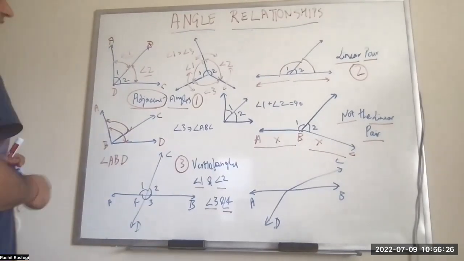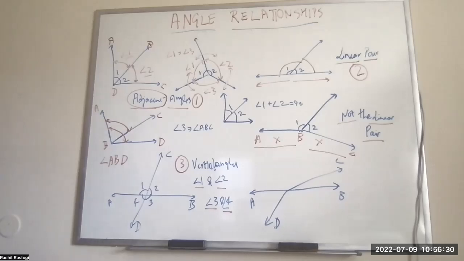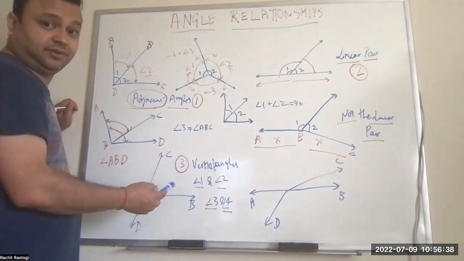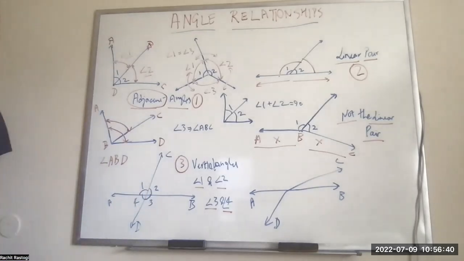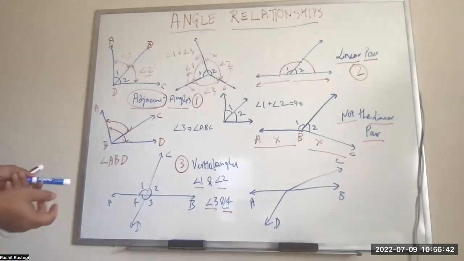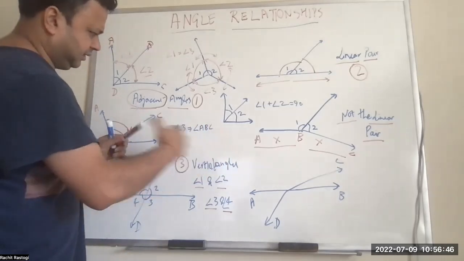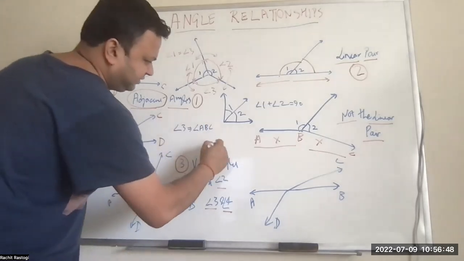The other concept that we have is vertical angles. So what do I mean by vertical angles? The third concept that we're gonna speak about is the vertical angles. So what is that? The vertical angle concept is pretty simple. Let's say you have, I'm not trying to make it more complex here, but let's try to see.